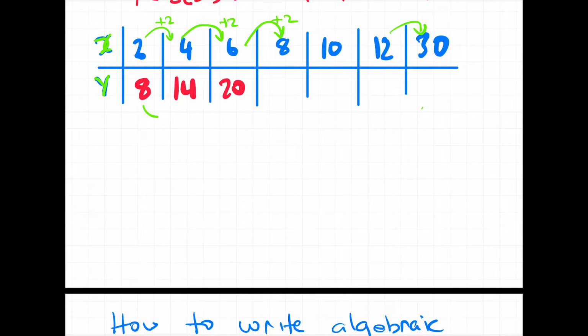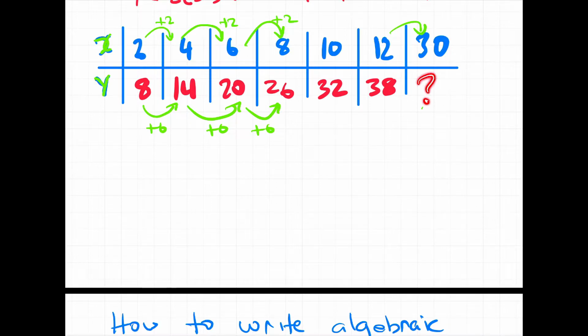What about the y? Well, 8 to 14 is plus 6, 14 to 20 is plus 6, so this one needs to be a plus 6. So this one right here is going to be 26, followed by another plus 6, which is going to be 32, followed by another plus 6, which would be 38. And now I'm going to want to figure out an equation so that I can calculate this one right here without having to just rewrite this table of values all the way to 30. So again, what's the equation?